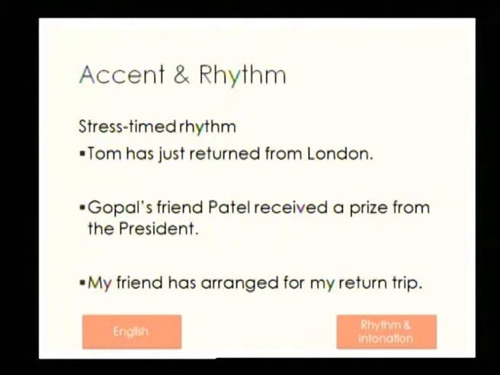My friend has arranged for my return trip. It's not as if you can exactly count the number of syllables, but it's quite equidistant. And this is what gives rhythm to a language. Remember the chapters that you will be looking into, my dear students, in your textbook: Accent and rhythm in connected speech.